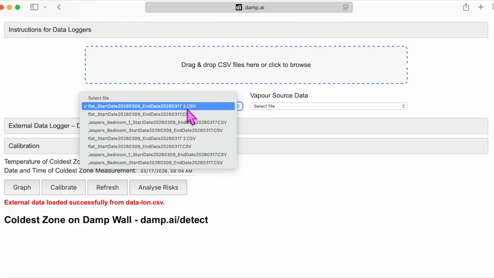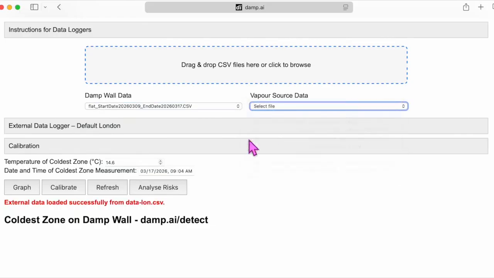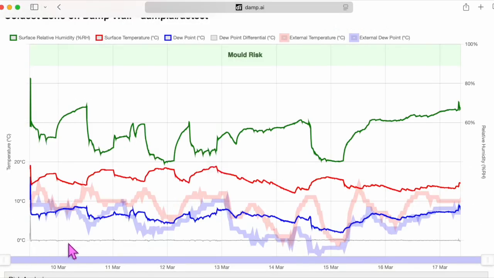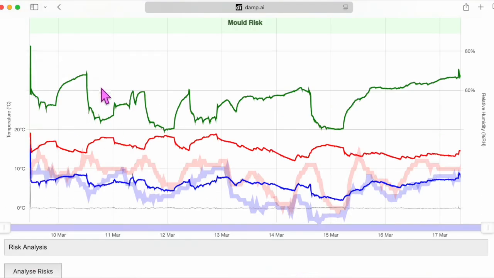And I've got two data loggers for the flat, and I'm not sure which is which, but they're not going to show much difference in vapor level, because here, that's the dew point differential, so it's more or less identical. So it's useful, but it won't tell us a lot.